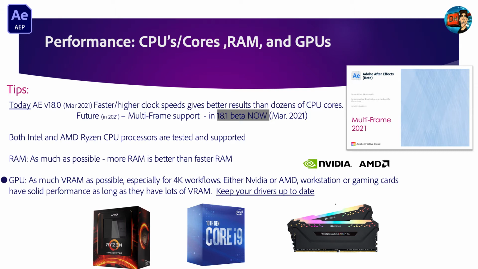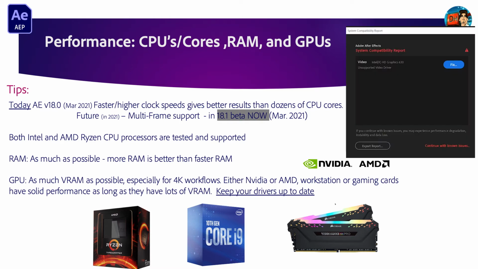When it comes to the GPU, you want as much video RAM as possible, especially when you have higher frame sizes like 4K workflows. You can use either NVIDIA or AMD. Workstation or gaming cards are fine. They have solid performance, again, so long as they have lots of VRAM. You also want to keep an eye on your drivers. Again, if there's an issue, typically the system compatibility report will pop up and try to keep you in check the same way it does with Premiere Pro.